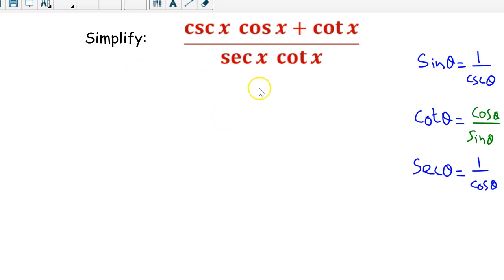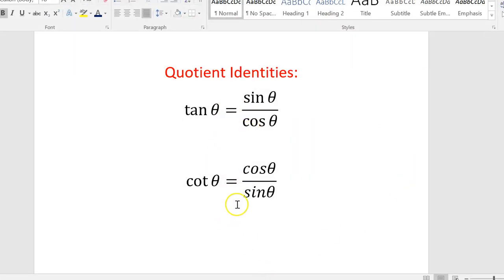Simplify: cosecant x times cosine x plus cotangent x, over secant x divided by cotangent x. Now we already know that cosecant is the reciprocal of sine, so sine theta is 1 over cosecant theta, and the cotangent is a quotient identity, it is cosine theta over sine theta, and secant is the reciprocal of cosine. I'm referring to these quotient identities.